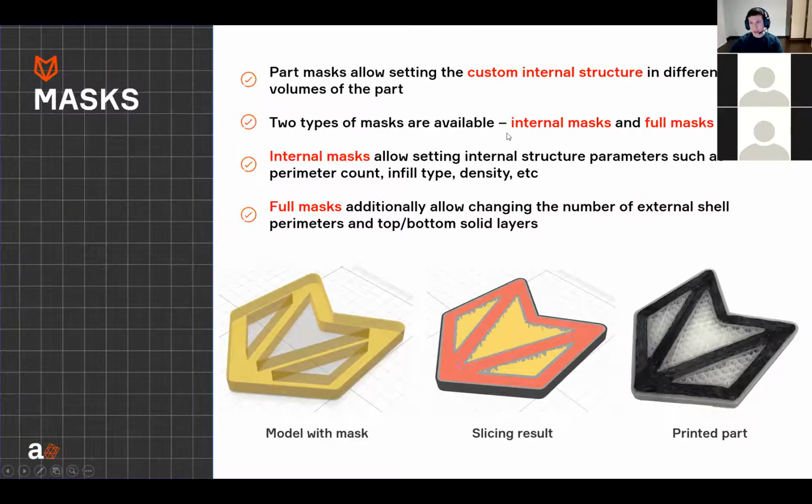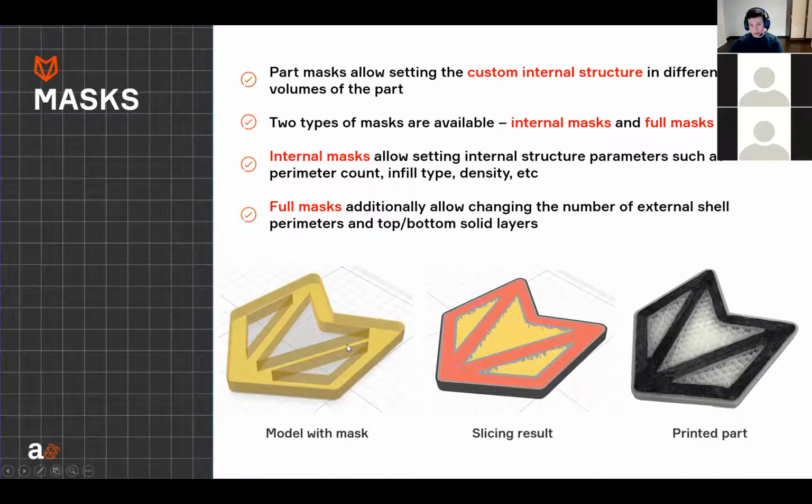2 types of masks are available: internal masks and full masks. Internal masks are somewhat similar to the layer structure scheme that we had before in Aura that allowed to change the part structure for different layers of the part. And full masks behave somewhat like a separate model, and full masks additionally allow to change the number of external shells and the number of top and bottom solid layers. But I'll show you a few examples so you will understand it better.